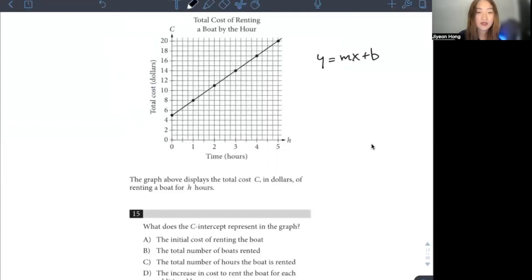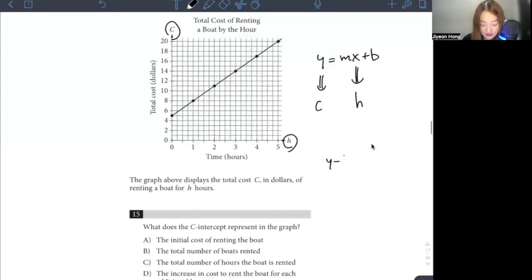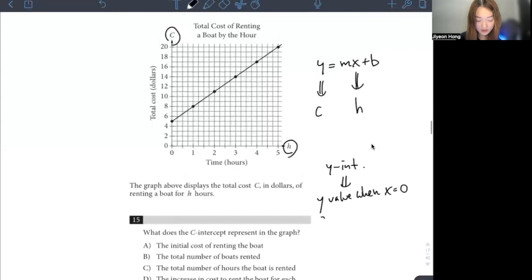And so I can recognize that Y is C in this case, and the X is H in this case, right? So you can take a look at that. When it asks for the C-intercept, I can also say it is asking for the Y-intercept, right? And what is the Y-intercept? It's the Y value when X is equal to 0. So I'm going to apply the same thing except change the variables for this specific question. So it's going to be the C value when H is equal to 0.